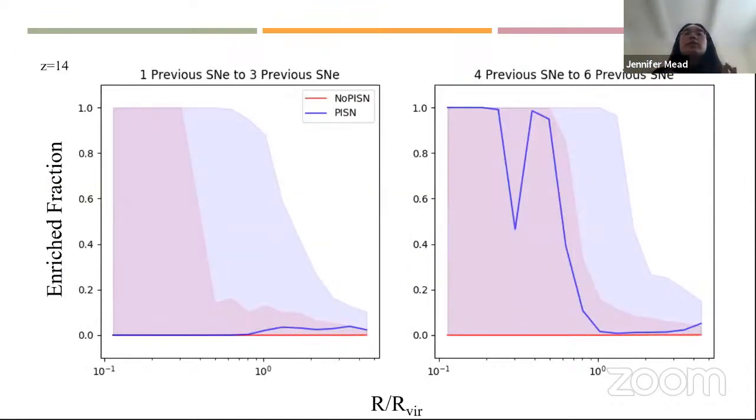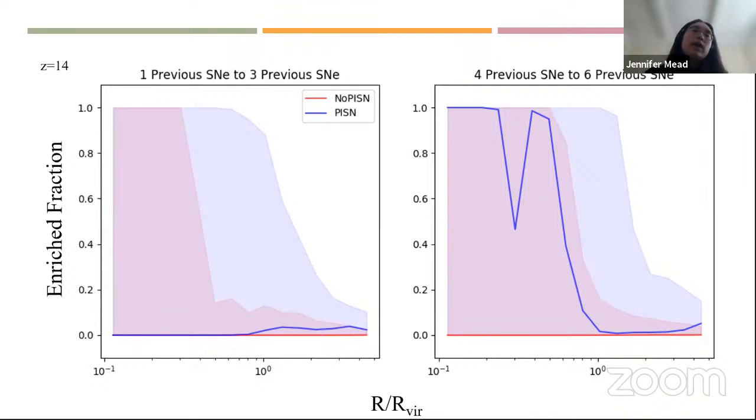So one of the very first things that we looked at was the fraction of enriched gas at redshift 14 in our simulation. And the fraction of enriched gas, which is shown on the y-axis, is simply the fraction of gas that is enriched above some level of metallicity. We use a log of -4 in solar, simply because that's where we expect POP2 star formation to start to happen. So really we're asking, how much gas is available to do this enriched POP2 star formation.